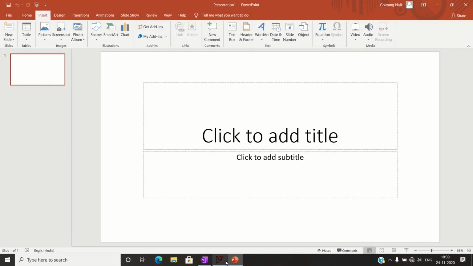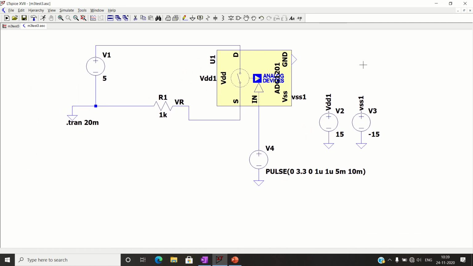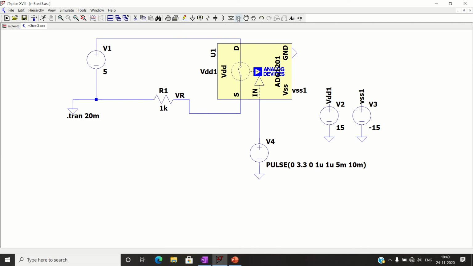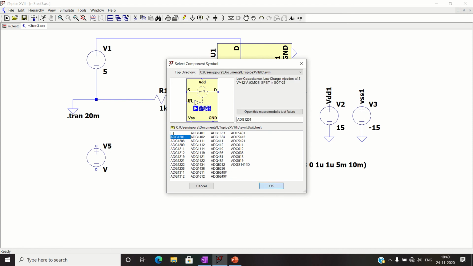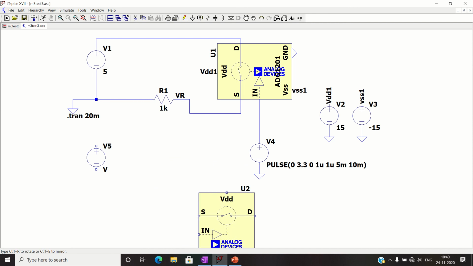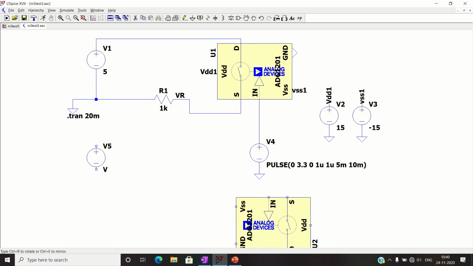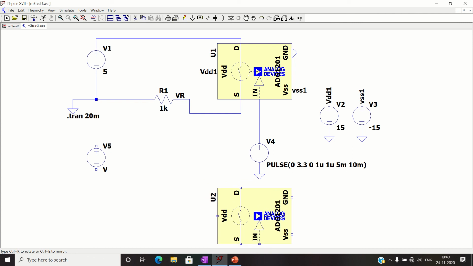So what I have to do is add a voltage source here, and then one more switch I have to add. I will take the same switch, and connect it here with this.